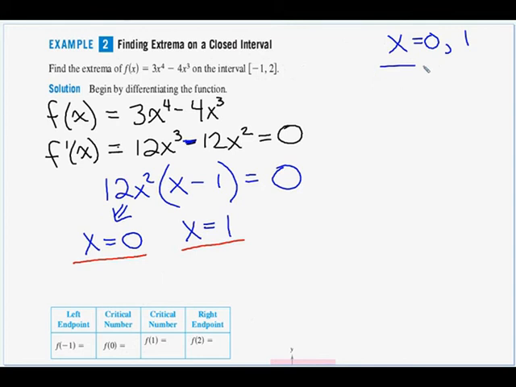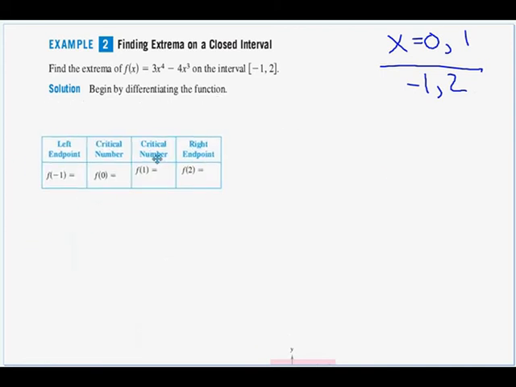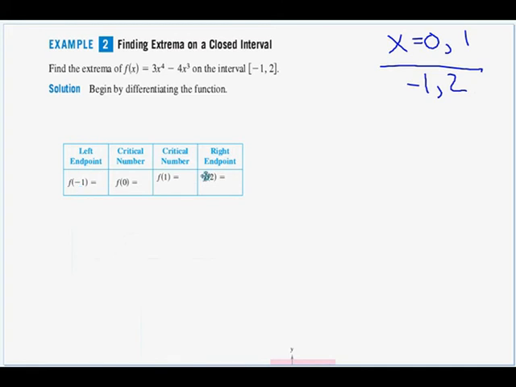So our critical numbers are 0 and 1. Our endpoints are -1 and 2. We want to check all four of these numbers in the original function to see which is the biggest and which is the smallest. So here we got this little box set up. Our left endpoint is -1. Our right endpoint is 2. Our critical numbers inside are 0 and +1.